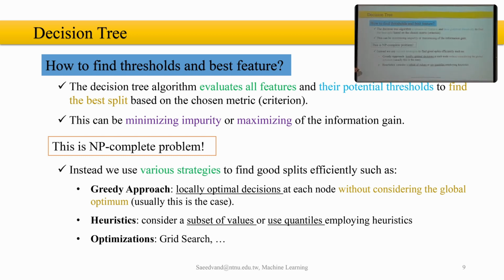So greedy approach, heuristic. And on the other hand, also you may say, okay, no, I want to find the best optimal threshold there. Then you can use optimization techniques. Popular optimization techniques for decision tree, for example, is grid search. It is a technique that you can use to find proper values for splitting over there. Any questions so far?